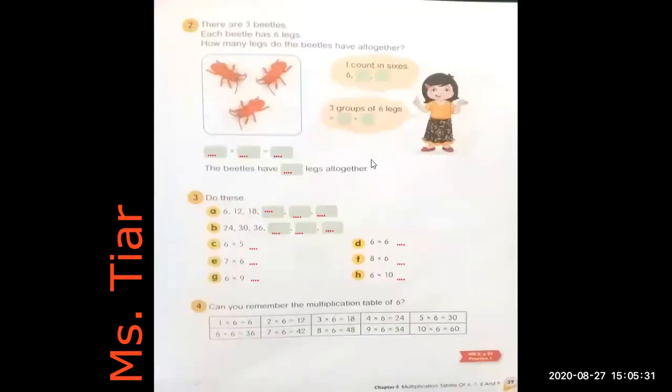Next, how about this? What should we do? Look at this one. There are 3 beetles. Each beetle has 6 legs. How many legs do the beetles have all together? So let's count in sixes. You write down the multiplication table of 6. We have 6. You add another 6, you get 12. And then you add another 6, you get 18.